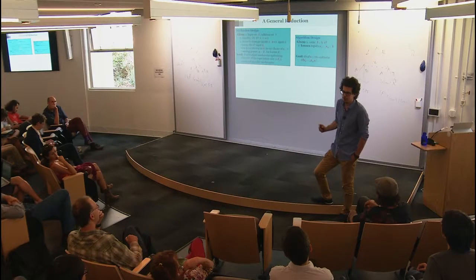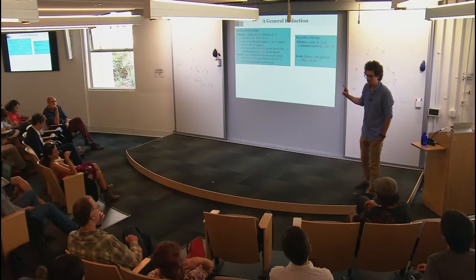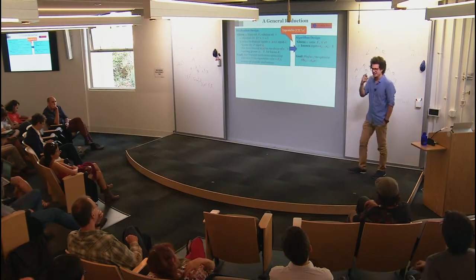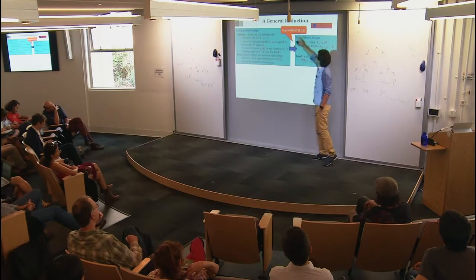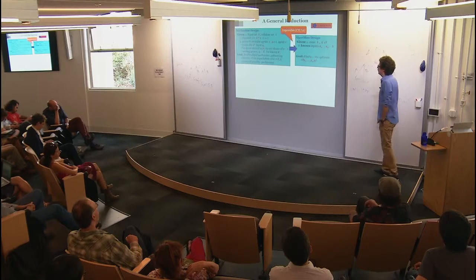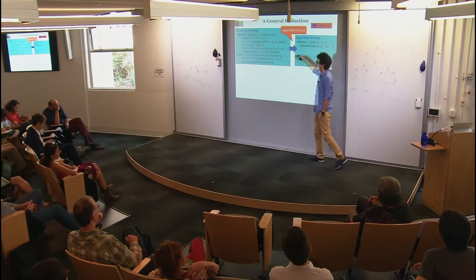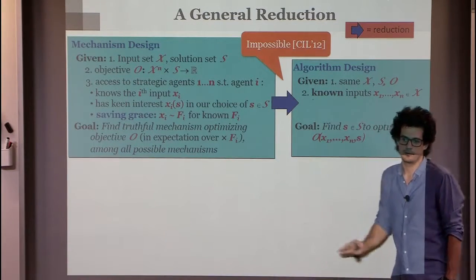I'll try to give some intuition in the next slide about why this reduction works. But first of all, let me say that such a reduction doesn't exist. So you would like to have this reduction, but it does not exist. This is a result by Chawla, Immorlica, and Lucier, saying that sometimes you can solve this problem, but it will take you a lot of computation to use this algorithm to solve this problem. So this you cannot do.